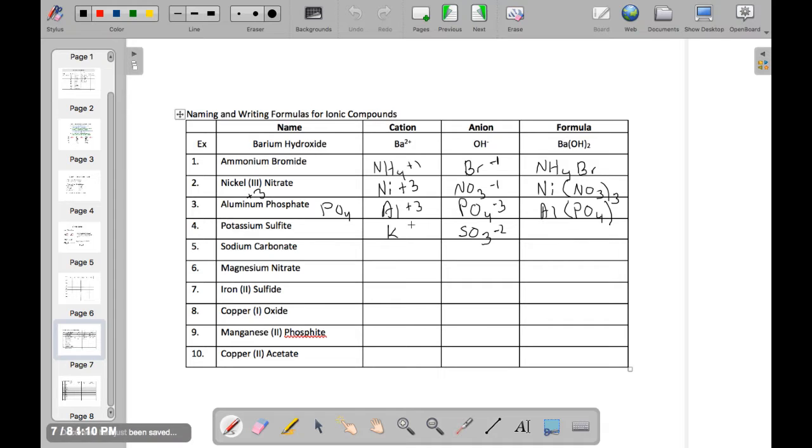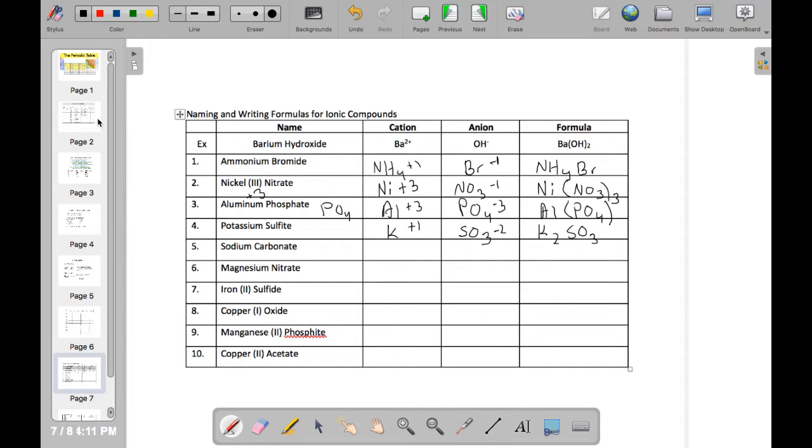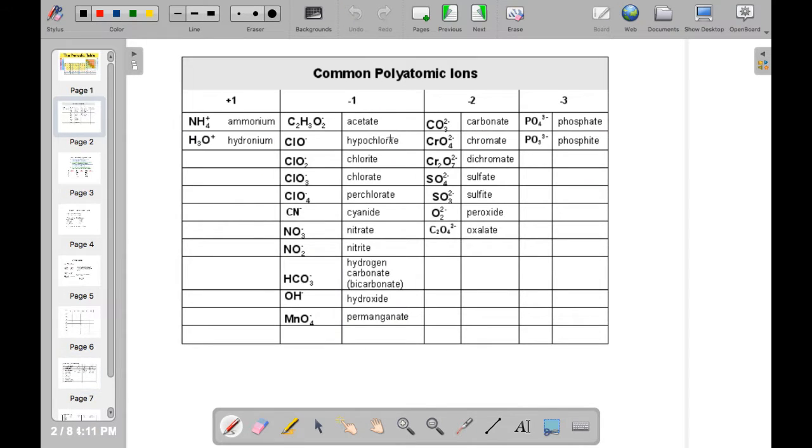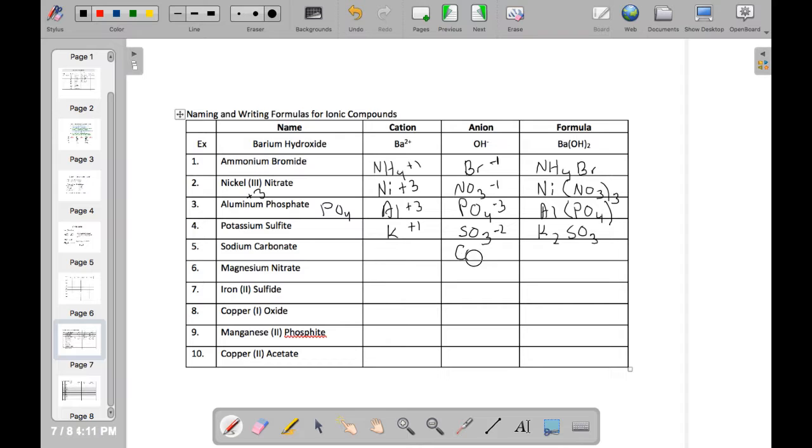And now I go ahead and look at this. Well, yet again, we have 2 of these and we only have 1 of these. So I'm going to have to double this. 2K, 2SO3. This is starting to make some sense. It seems logical. Carbonate, yet again, if I don't know it, look it up. CO3, 2 minus, -2. Let's go ahead and put it down.